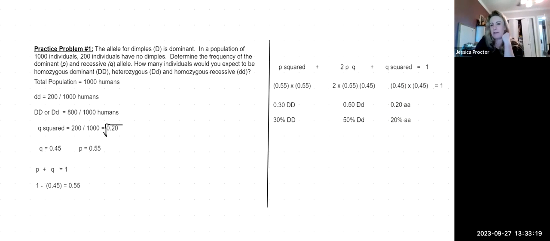Now, if the problem is asking about number of individuals, you simply take the frequency and then multiply it by the total humans in the population, or total individuals, whether it's humans or zebras or rock pocket mice or fruit flies, whatever it is. So you're taking the frequency and you're multiplying it by the total number of individuals in the population. So everyone in your calculator, what is 0.30 multiplied by 1,000?